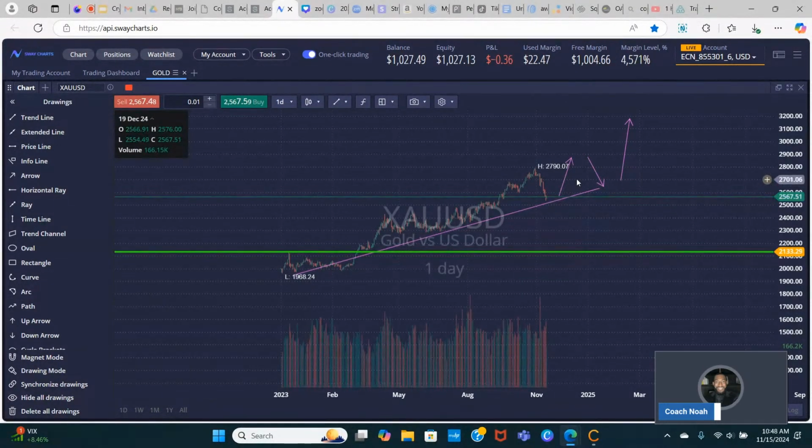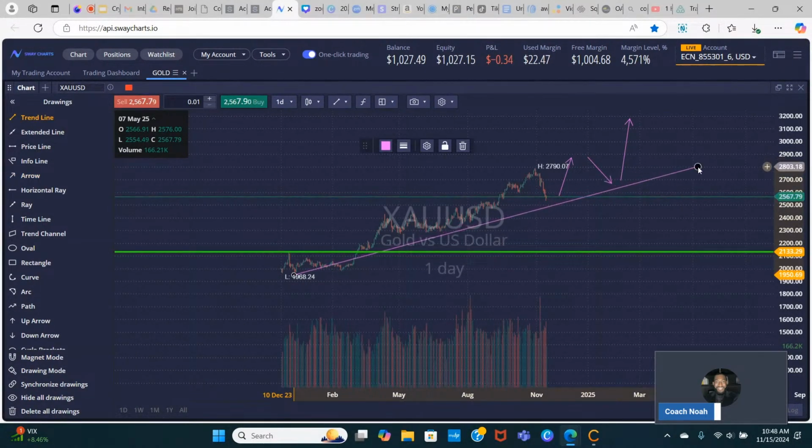So this is another scenario that could happen. Get to this trend line, respect it, come back up, retest, create a new high, come back, retest the trend line again. Okay. And then take off to create an all-time high, to continue in this uptrend.